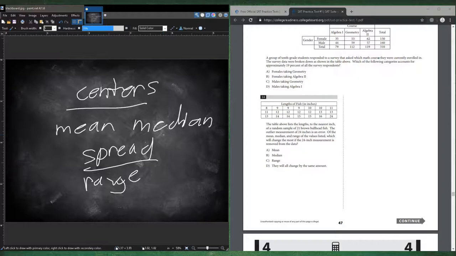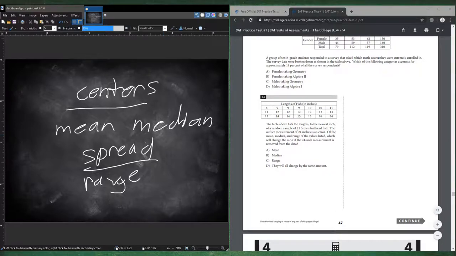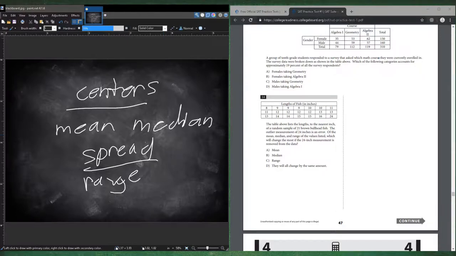So the center is where the majority of the data is centered. The majority is centered around 8 to 15. What's going to change with a high number like 24 is that you increase the spread, because you might have a chance to get a really big number. So that's one way to think about it. So the answer would be range.